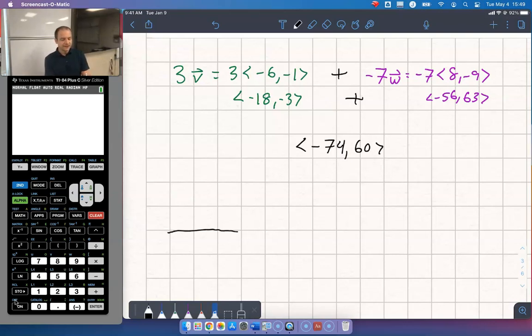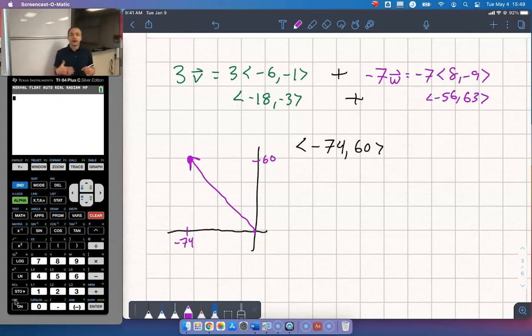Magnitude is the length of that vector. So if I'm looking at this, I'm going to the left, negative 74, and I'm going up 60. It's asking, what is that length? To do that, think about a right triangle. I'm going to use negative 74 here and 60 here, and I can use the Pythagorean Theorem because that allows me to find that length. That's magnitude.